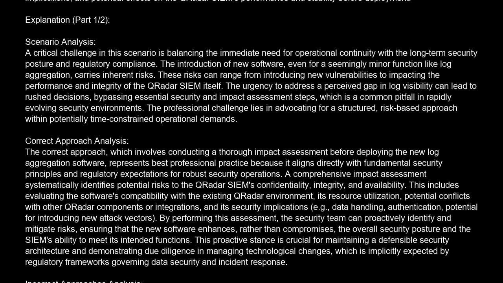The correct answer is C. Conduct a comprehensive impact assessment to evaluate the software's compatibility, resource requirements, security implications, and potential effects on the QRadar SIEM performance and stability before deployment.